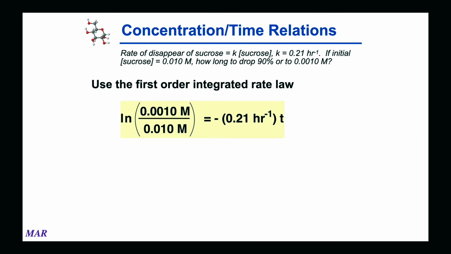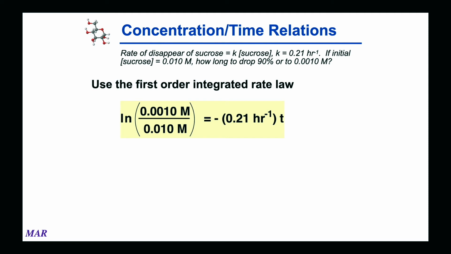Now, the amount we started with, R0, is 0.010 molar, and that goes in the bottom. The amount we have left, i.e. R at time t, is 0.0010 molar. So R over R0 is how much we have left divided by how much we started with. And that equals minus kt. So k is that 0.21 inverse hours, and we basically want to solve for t, how long it's going to take.